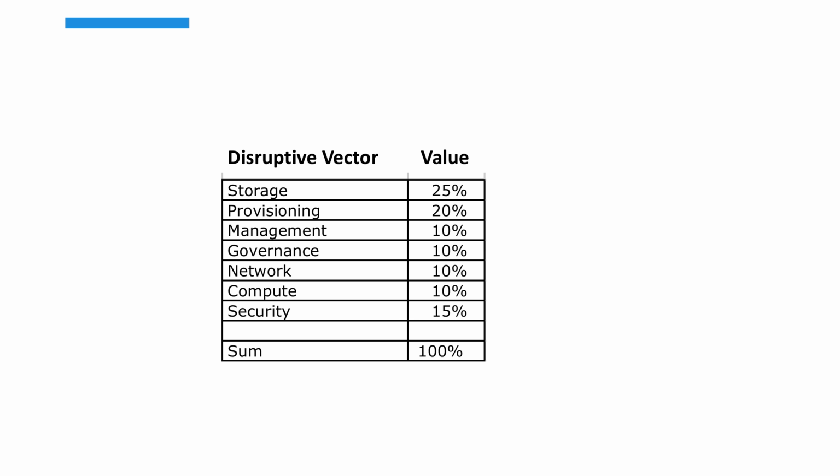In this case, storage is more important to us. Maybe you have large databases, other things that we need to coordinate, petabyte-based systems, things like that. Provisioning is secondly most important. That means that it's very important that we're able to provision the platforms we need and the resources we need extremely quickly. And then third, management. We need to manage, monitor, and control our hybrid cloud. And then governance, network, also at the same level, and compute, also at the same level. And then security, 15%.